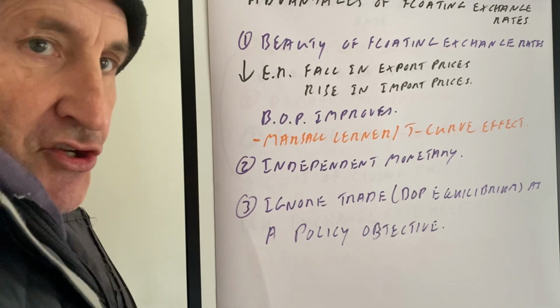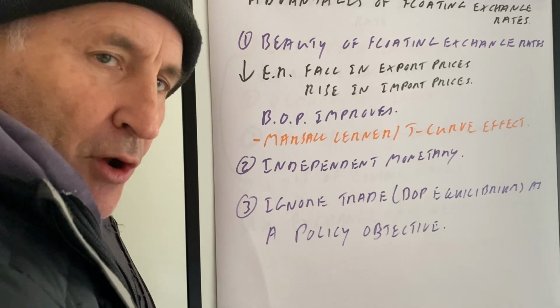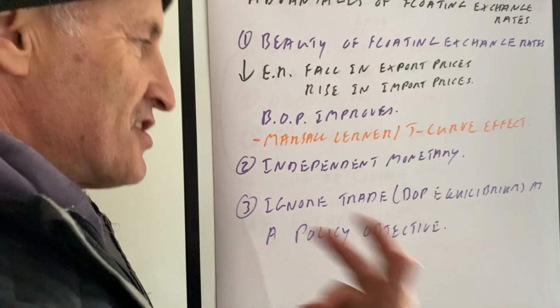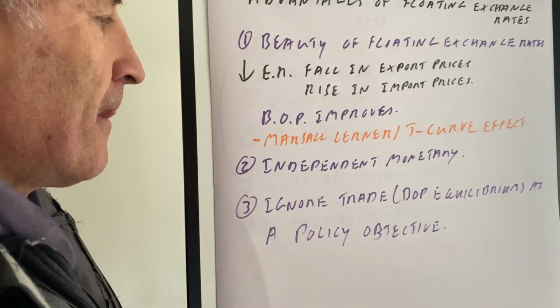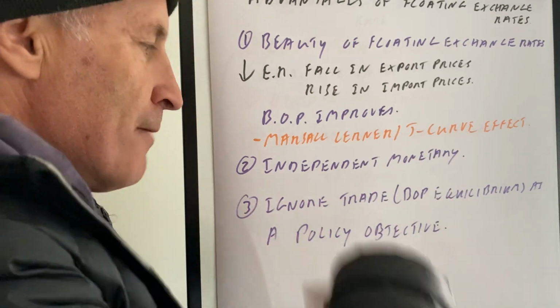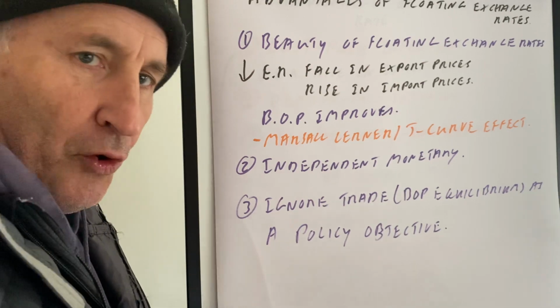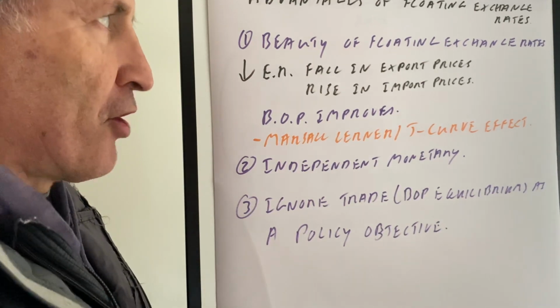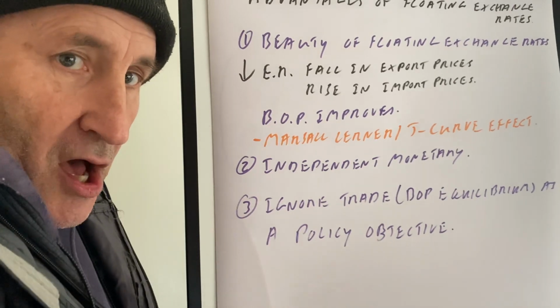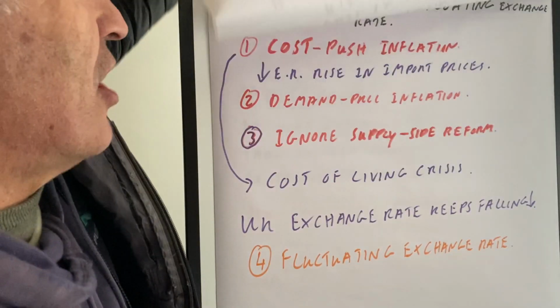We can have an independent monetary policy. We don't need to worry about what our interest rate is, because we can just let the exchange rate fall because it's determined by the supply and demand of sterling. Or we can just ignore the trade deficit as a policy objective because we can just allow the exchange rate to fall and then hopefully the balance of payments will improve. But, of course, that has not happened in the UK because our exchange rate has fallen all the time and we still have a very large trade deficit.